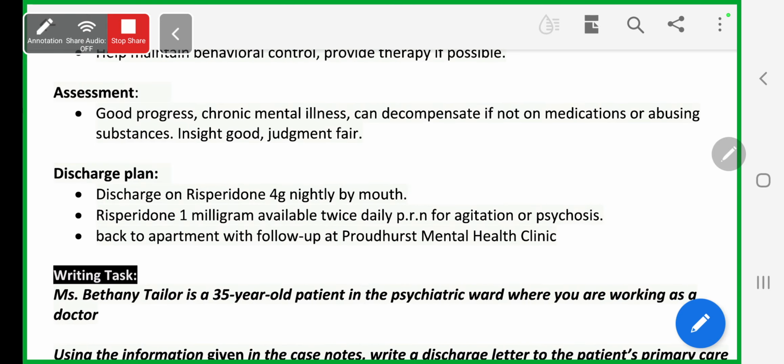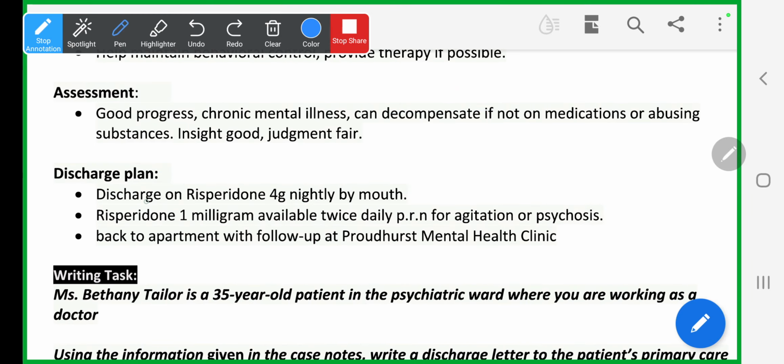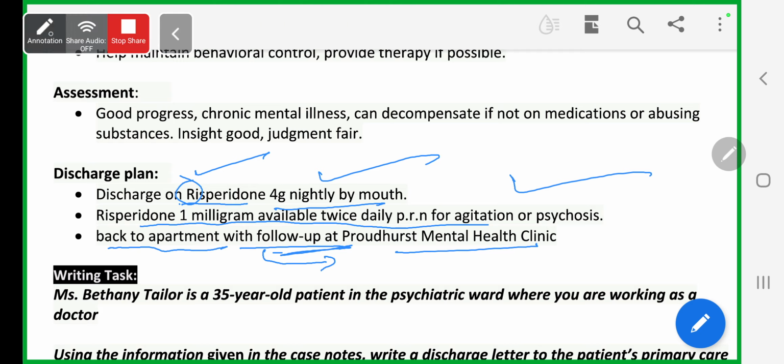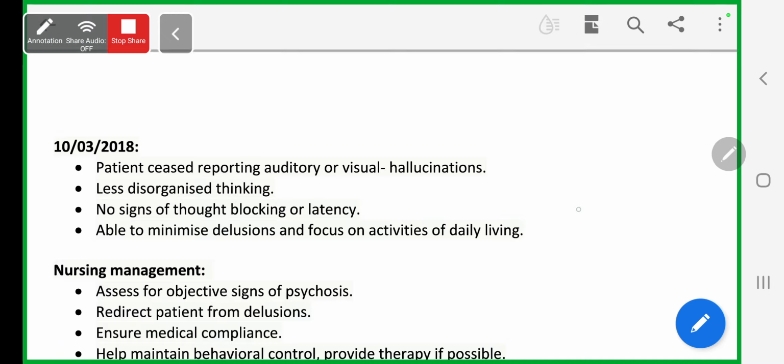And yes, we would explain the discharge plan. Risperidone, if it's a brand name, capital R. If it's a generic name, we should write it in lowercase. So we have to write this as well. And back to apartment, this is the instruction further to the GP that she has to arrange a follow-up with the mental health clinic, right? So we discussed in detail the discharge letter. I hope somehow it's clear to you.